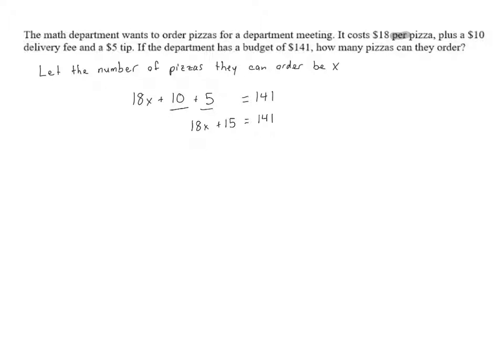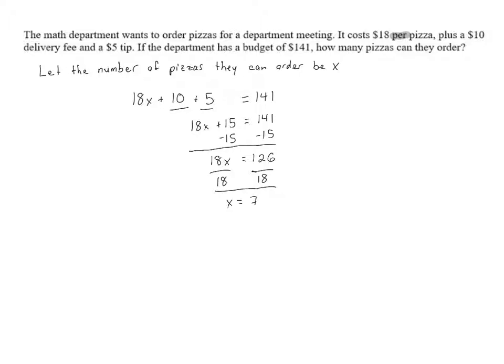Now we need to get x alone. We're going to subtract 15 from both sides to get rid of that constant term. When we do that, the 15s cancel on the left, and we're left with 18x. On the right, 141 minus 15 ends up being 126. So we've got 18x equals 126. And when we divide both sides by 18, we end up getting x equals 7.